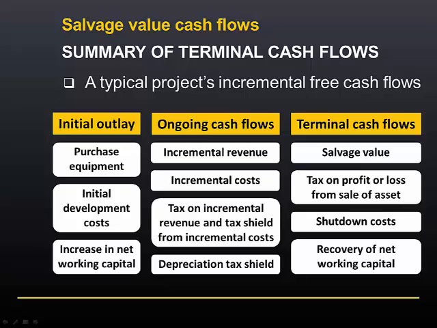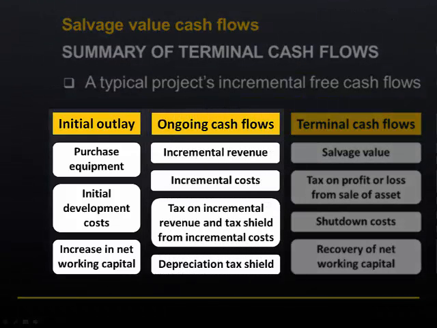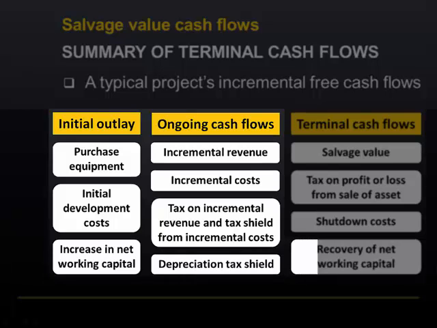We begin again with this list of cash flows that are associated with a typical project. So far in this topic, we've looked at the cash flows that make up the initial outlay for a project. We've looked at ongoing or yearly cash flows. And we've looked at one of the terminal cash flows, or cash flows that occur after the end of the project, specifically recovery of net working capital.